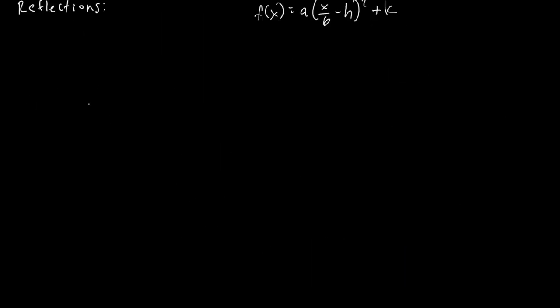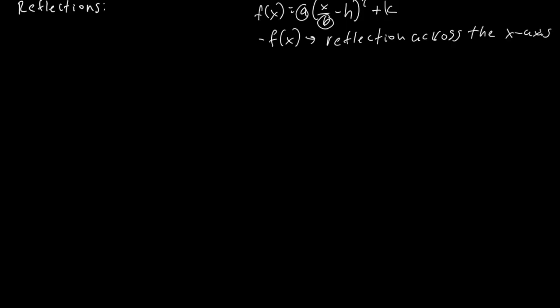Okay, now moving on to reflections. This is where you reflect across the x and y axis for translations. And this can be manipulated through a and b in the actual equation, and then using the f of x notation, or function notation, negative f of x is a reflection across the x-axis, and then f of negative x is a reflection across the y-axis.